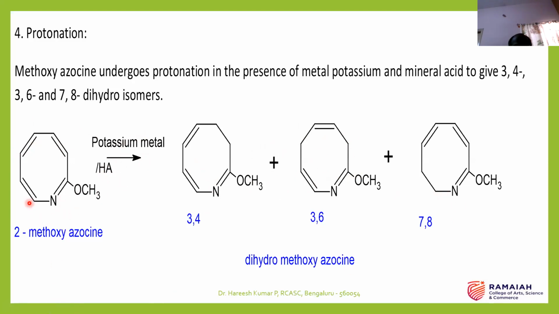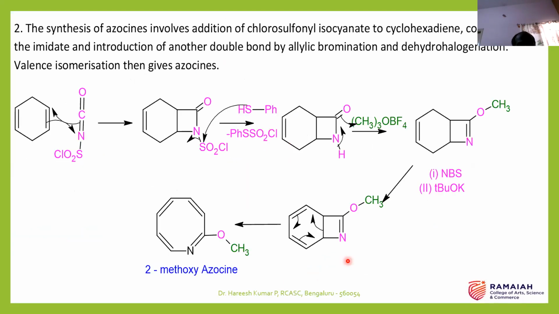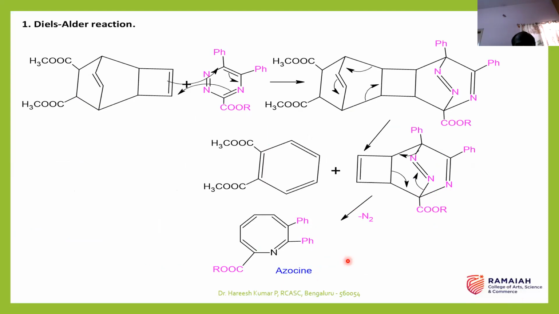Similarly, potassium can give an electron here. When it gives an electron here, this can fix a proton. One more potassium gives one more electron, that can fix a proton, and that is how 7,8-dihydromethoxyazocine is obtained. This is about the reactions of azocine. More particularly, we discussed what all is covered under azocine. We discussed the preparation starting with the Diels-Alder reaction.